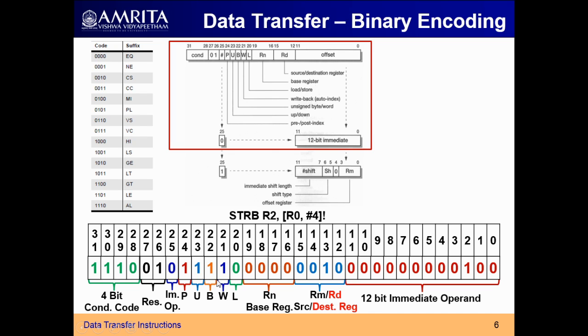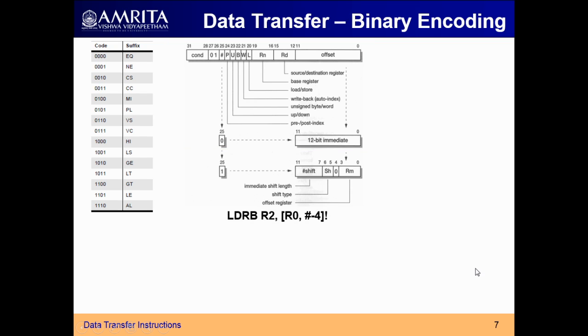Here write back is also there, so it is also 1 that we have seen in the previous case. Then we can convert it into hexadecimal value. Here the value will be E5 E0 2004. Right. Next instruction is LDRB R2, R0, hash -4 exclamation.